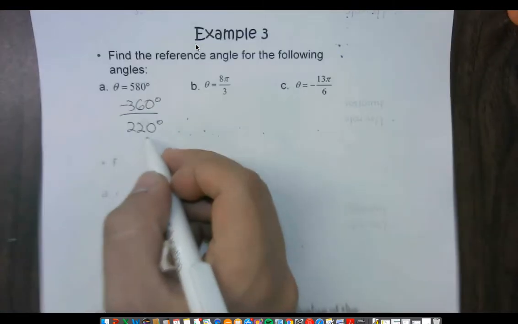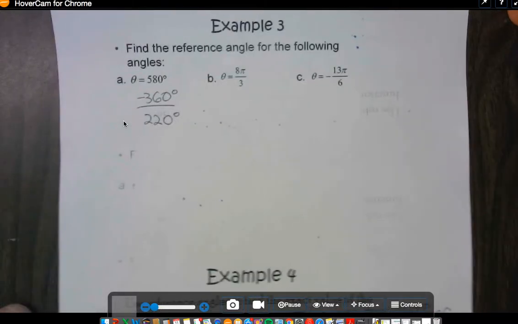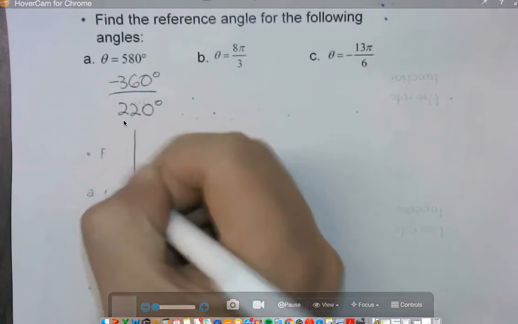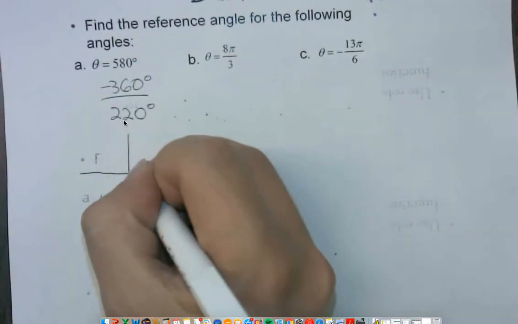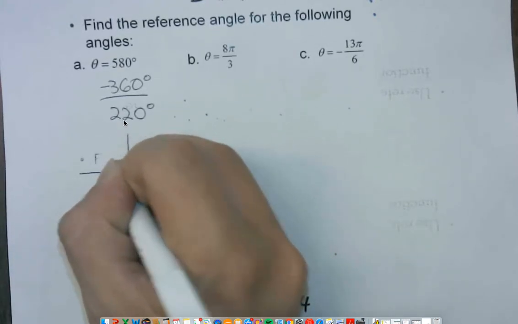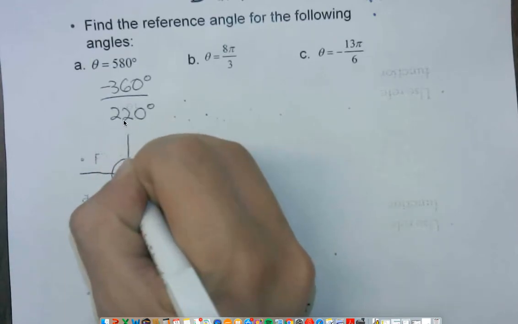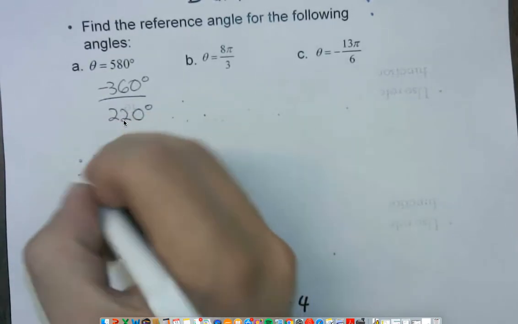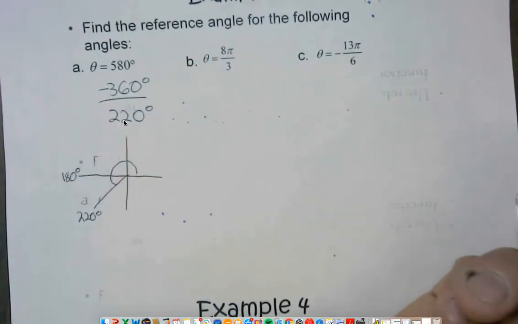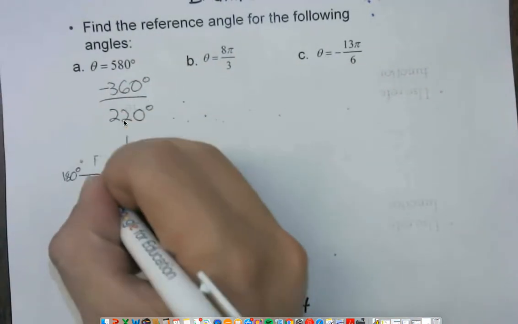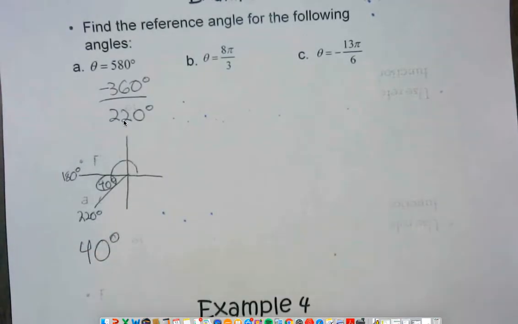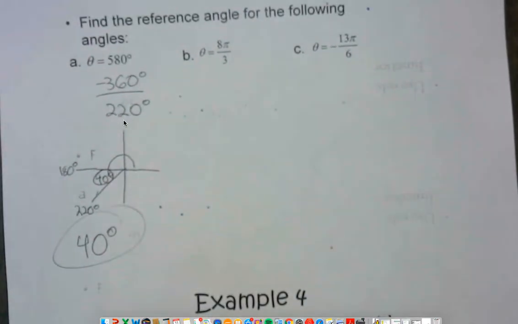And now we're kind of stuck because this is less than 360 and greater than 0, but not quite the acute angle that we needed. So sometimes a quick sketch is helpful here. So I know that with 220, that's going to go counterclockwise to 180. Then it's going to go a little bit more to here. And so what's the difference really between the 180 and the 220? You should be saying 40 degrees. So in this case, 40 degrees would be considered our reference angle.